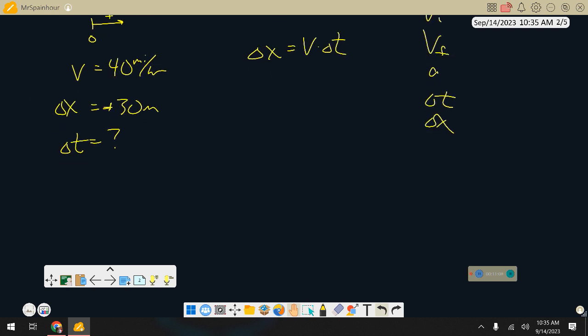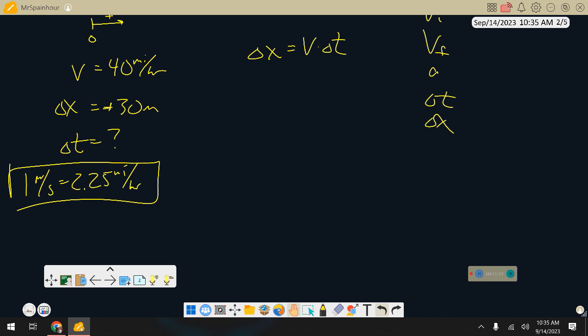I don't know if I've given you this yet, but one conversion that's used all the time is 1 meter per second is 2.25 miles an hour. If you don't have that down, don't put this in your homework. If you don't have that written down somewhere in your notes where you can readily get to it, maybe even on that AP equation sheet, put it there.